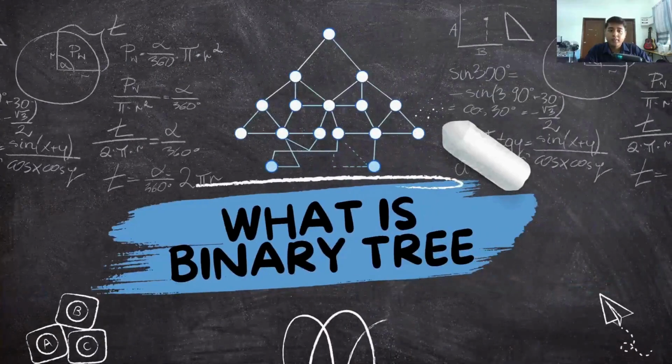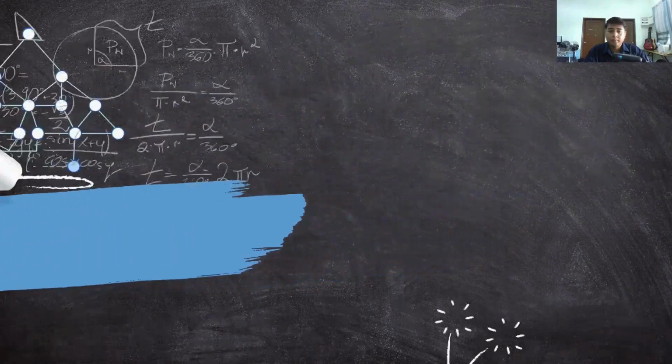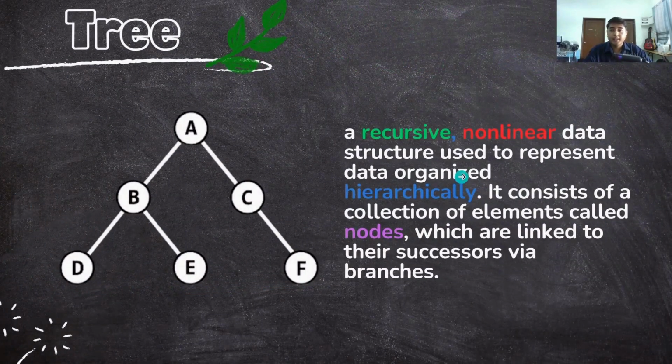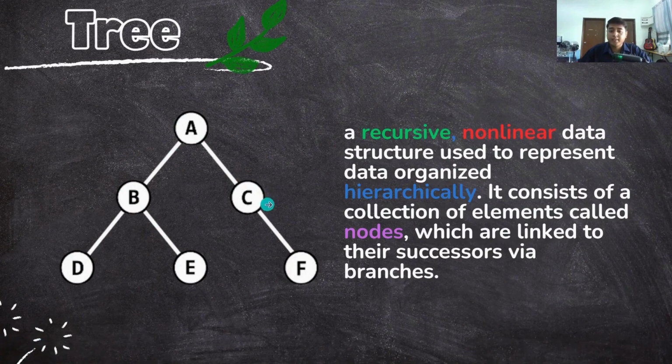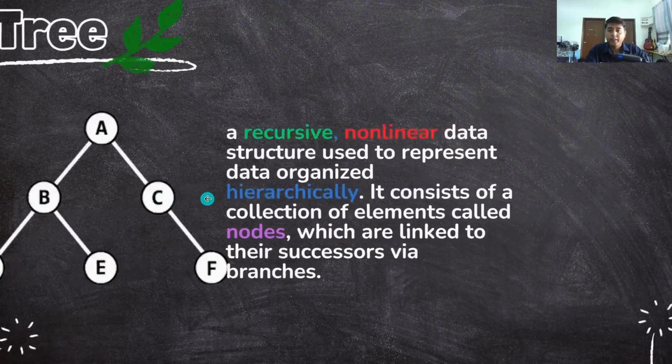So first thing first, what is a binary tree? A tree is a recursive and non-linear data structure used to represent data organized hierarchically. It consists of a collection of elements called nodes which are linked to their successors via branches. So this could be an example of a tree. It's made up of nodes and edges. Nodes can be pieces of data.